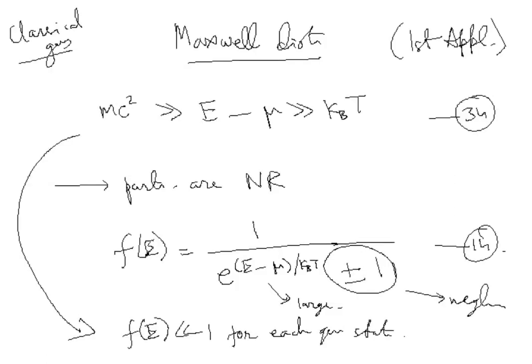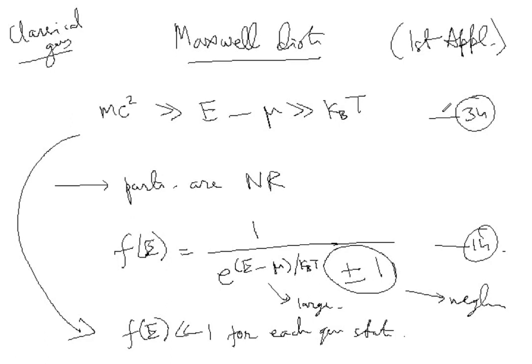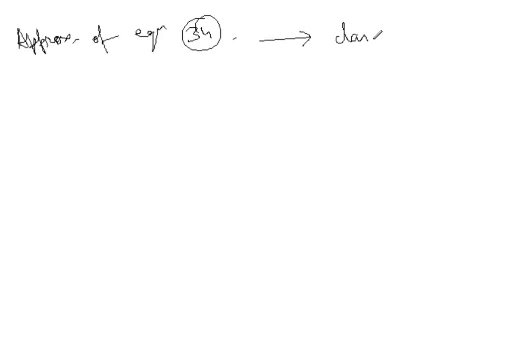So with this assumption or approximation of equation 34, we have the classical gas distribution.